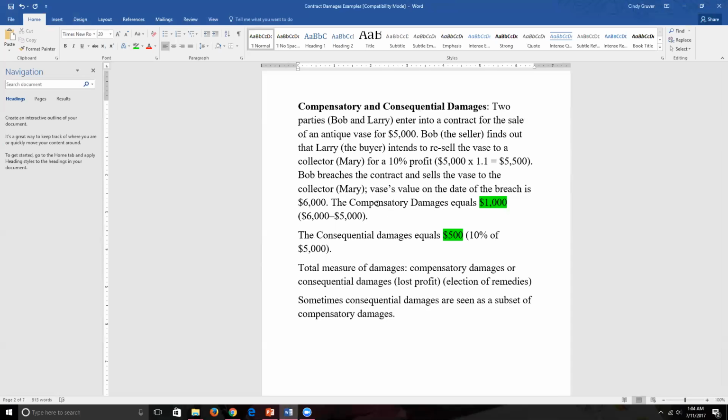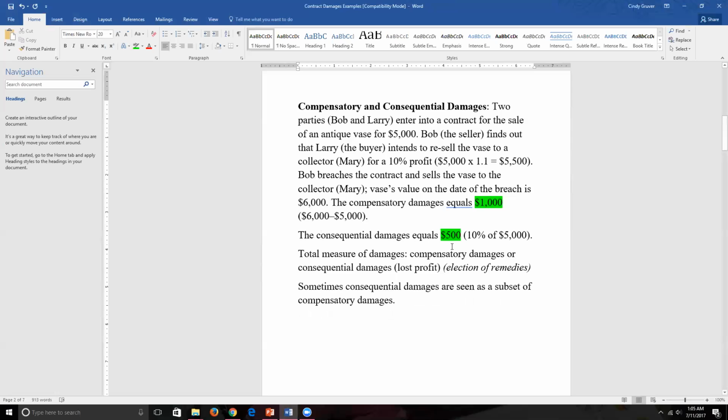Now in this situation, Larry would not be entitled to both compensatory and consequential damages because this would result in collecting over 100%. So Larry is going to have to engage in an election of remedies. He can pick to collect the compensatory damages or the consequential damages. Which one is Larry going to want? Well, I'm predicting that Larry is going to want the compensatory damages because that's more money, right?